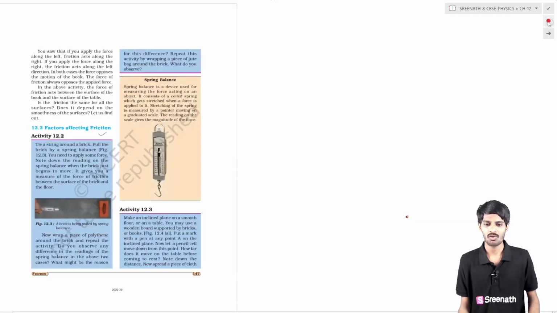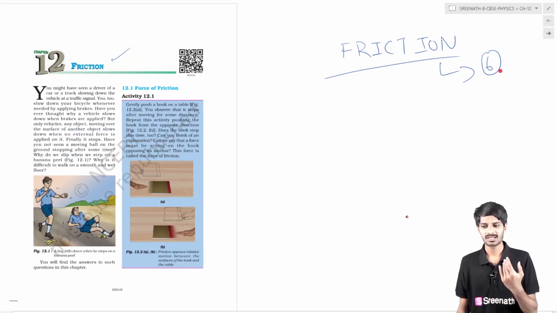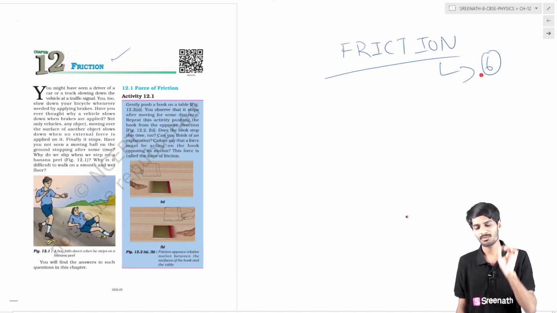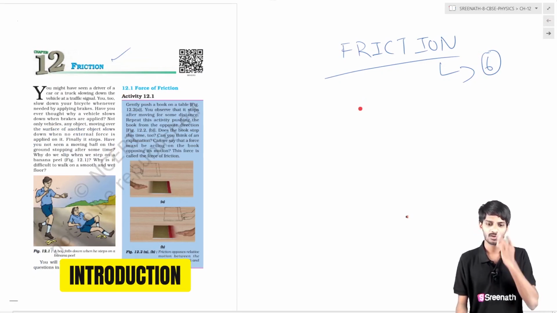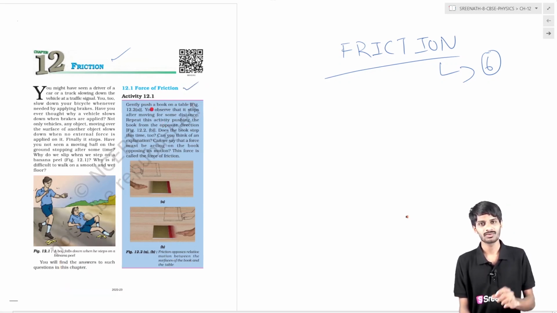Now we are going to discuss each topic in detail. We are having basically 6 topics. We will discuss each topic in detail. What is the first topic? The first topic is the force of friction. Before going to discuss this topic, I will ask you some questions.